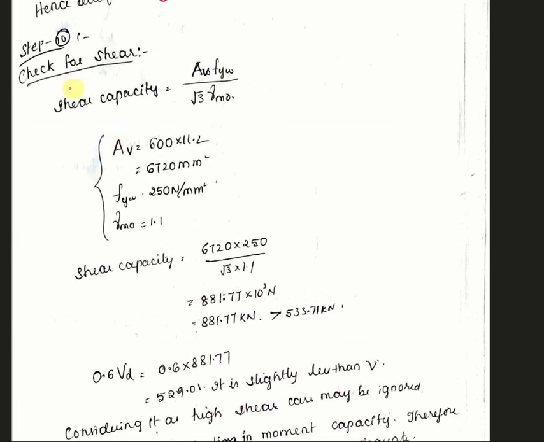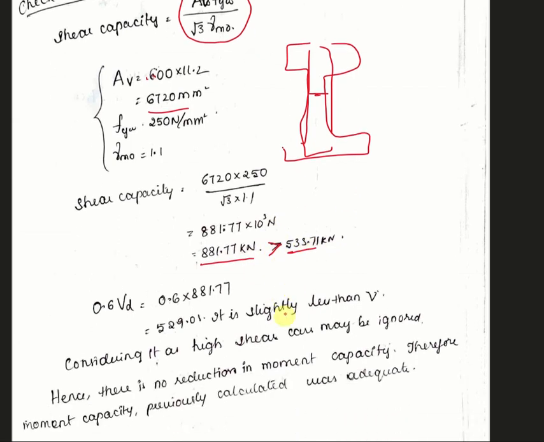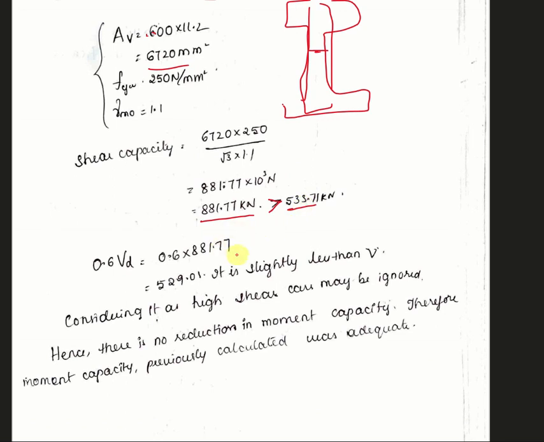Another step, step 10, is check for shear. Shear capacity is AV into FYW by root 3 gamma m naught. AV is the area of shear web, which is actually having this shear load. 600 into 11.2. 600 is the overall depth, right? And 11.2 is the thickness. That's 6720 mm square. FYW is 250 Newton per mm square. Upon substituting, we get shear capacity 881, which is greater than 533, which was previously imposed on it. We have calculated. So it is okay.